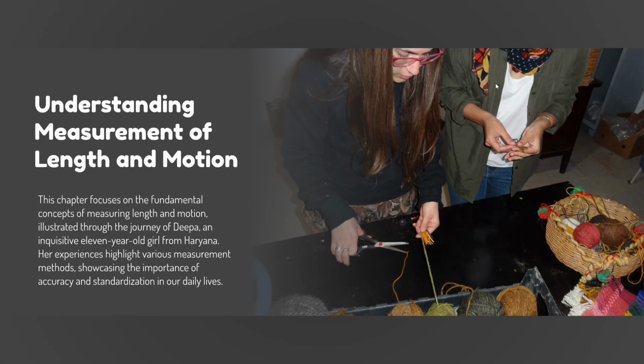Understanding measurement of length and motion. This chapter focuses on the fundamental concept of measuring length and motion, illustrated through the journey of Deepa, an 11-year-old girl from Haryana. Her experiences highlight various measurement methods, showcasing the importance of accuracy and standardization in our daily lives. From the beginning of the chapter itself, we can see a girl named Deepa and her daily activities, highlighting her experiences with measurement methods, the importance of accuracy and the standardization of certain quantities.